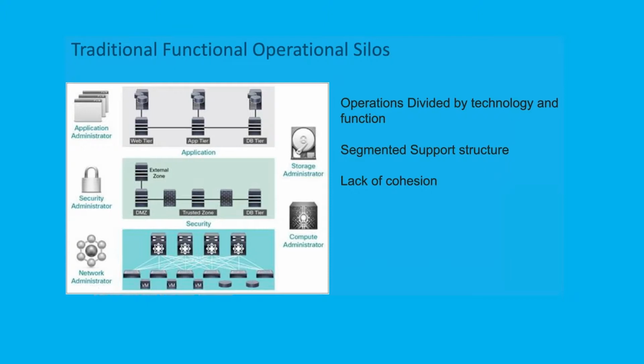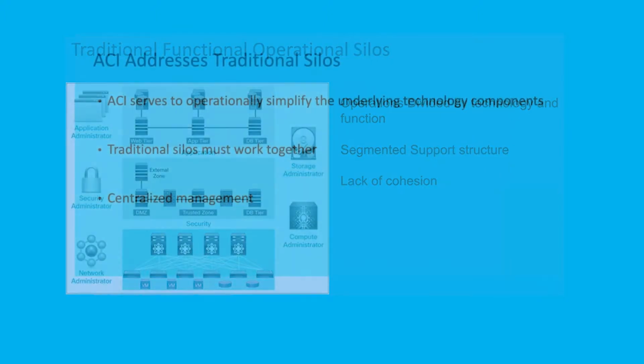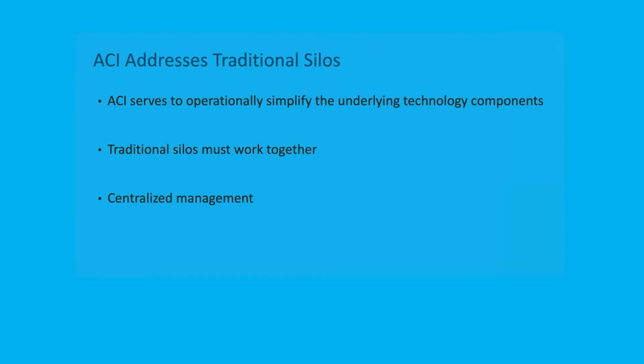This approach not only introduces a number of security concerns, but it also can result in wasteful spending due to the consumption of redundant services across different teams who may require faster time to market than what IT can currently deliver. ACI serves to operationally simplify the underlying technology components, creating an environment in which traditional silos must work together. Whereas some competitive solutions address complexity by ignoring the foundational infrastructure, ACI provides a means of unifying the infrastructure, instilling abstraction throughout.